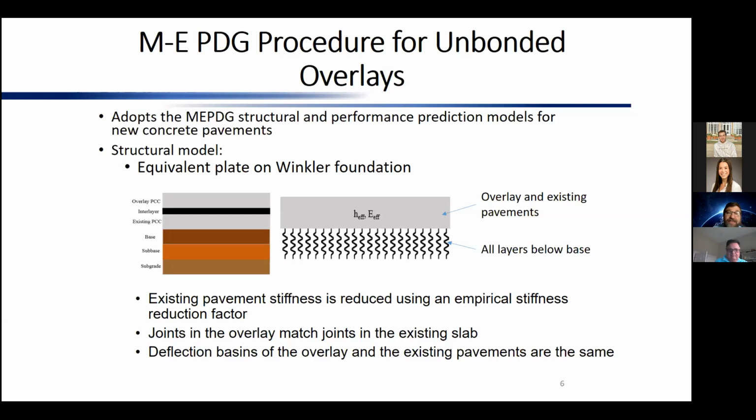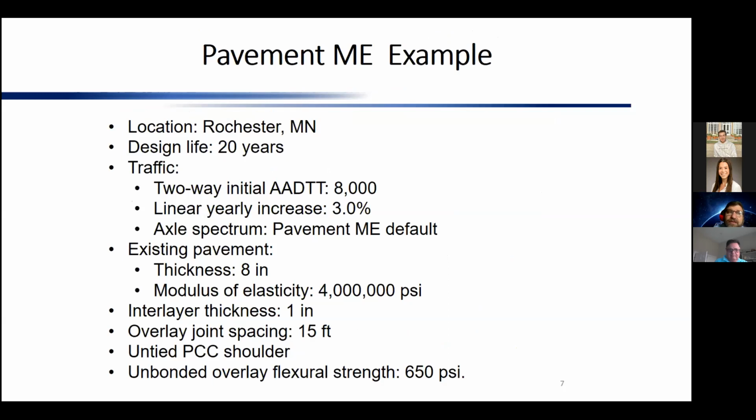So to evaluate predictions for the unbonded overlay, let's consider a pavement section located in Rochester, Minnesota. We'll design it for 20 years. We assume heavy traffic, about 8,000 heavy trucks per day. We'll use a typical axle spectrum for an interstate highway system. And we assume that the thickness of the existing pavement is 8 inches. The interlayer thickness is 1 inch. Overlay joint spacing is 15 feet, and it has a concrete shoulder and a normal concrete strength of 650 psi.